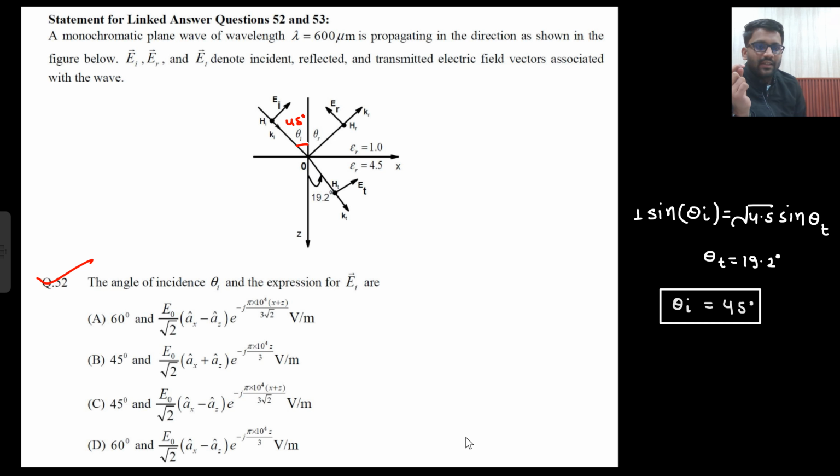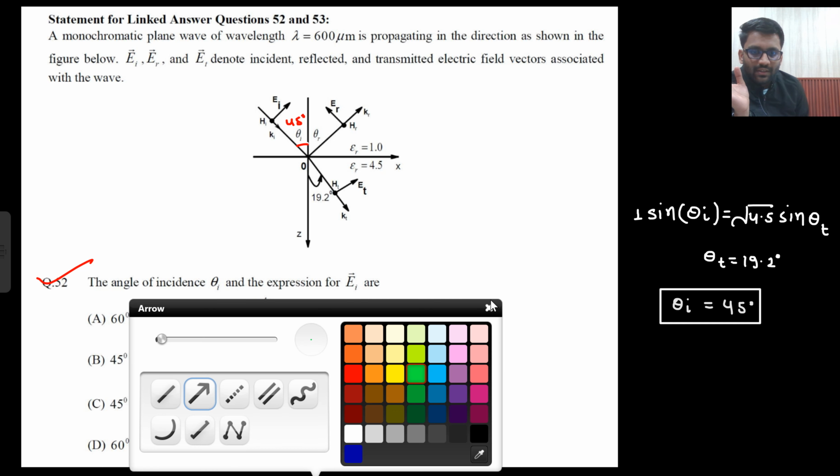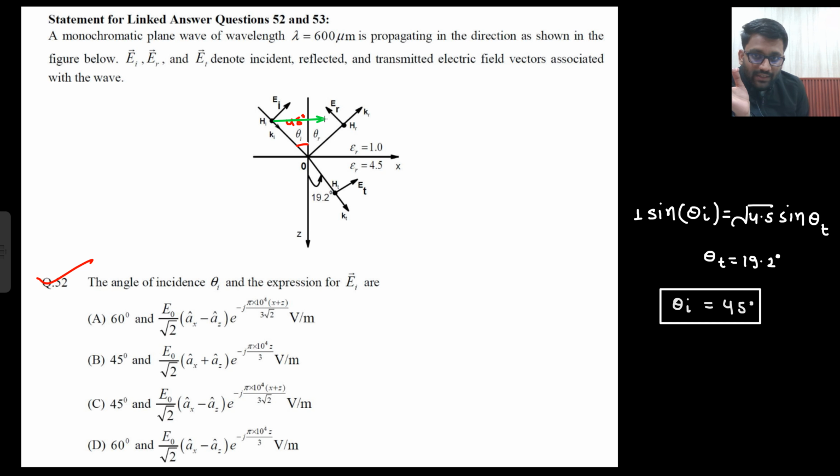Now can you write down the incident field? Certainly I can write it down. So this is the direction of the incident field that they have given. So this incident electric field has two components.